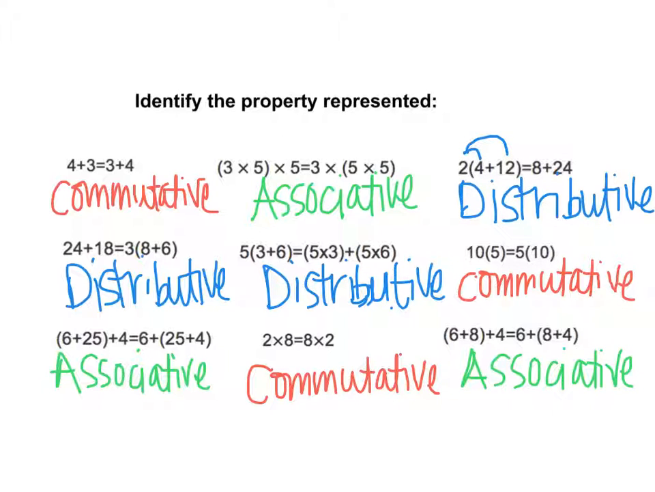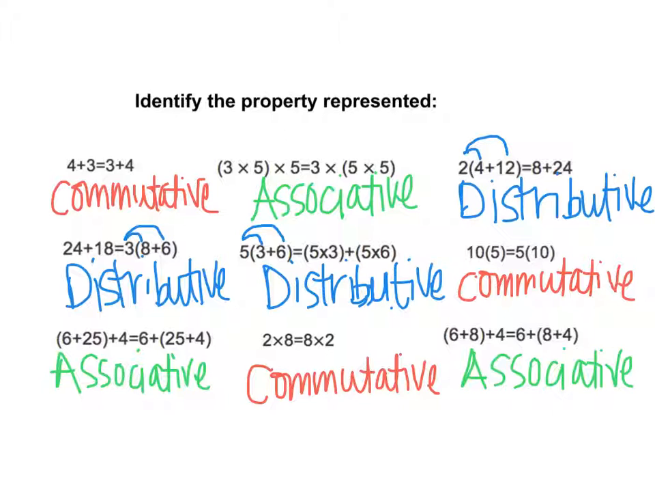This is distributive. 24 plus 18 equals 3 times the quantity of 8 plus 6. 3 times 8 is 24. 3 times 6 is 18. So this is an example of the distributive property yet again. It's just the two sides of the equation are switched from what we've seen before. The next one is also distributive because I have 5 times 3 plus 5 times 6 written out on the other side. 10 times 5 equals 5 times 10 is commutative because just the numbers are mixed up.